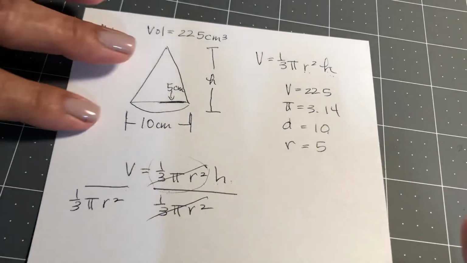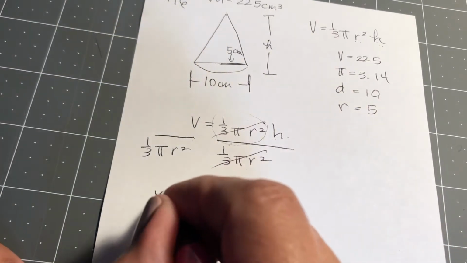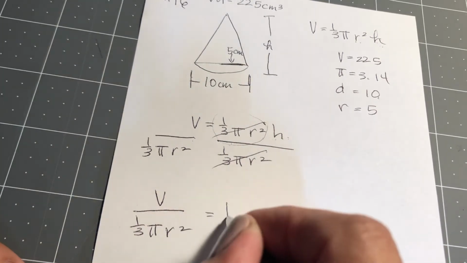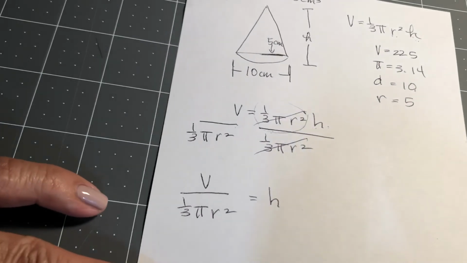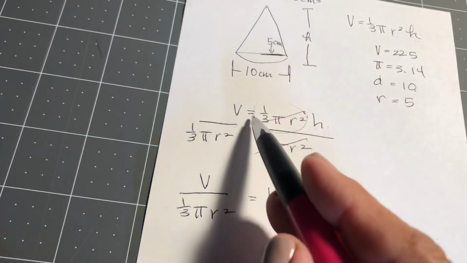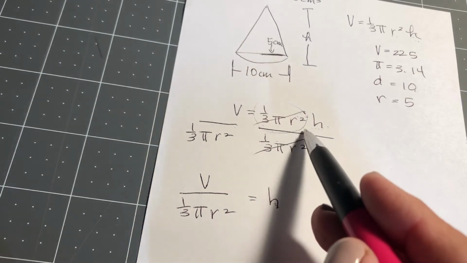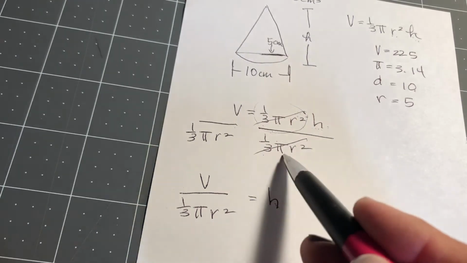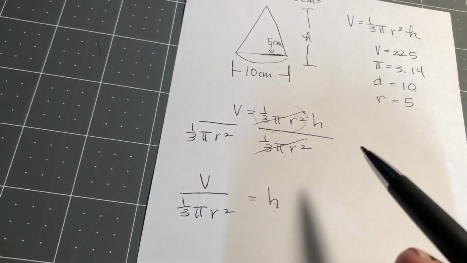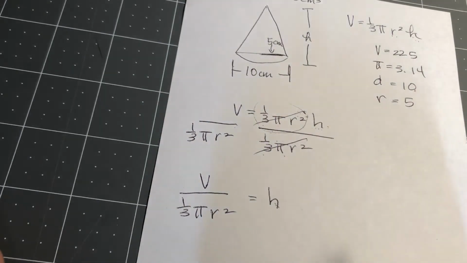So we have to rewrite our formula and then we can plug everything in. So this would become volume over 1/3 pi r squared equals h. So all we did was just change the way the formula looks so that h is by itself. And the only way to do that would be to isolate h and divide 1/3 pi r squared on the right side of the equation by 1/3 pi r squared to cancel it out. So whatever we do to one side of the equation, we have to do to the other side. Okay, now we have it set up properly. Now we can plug in our values.